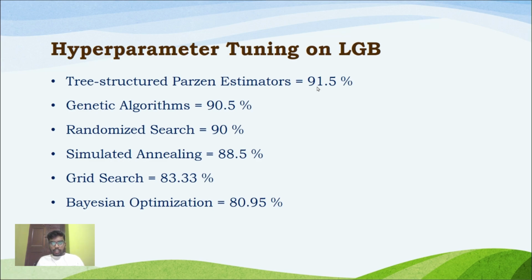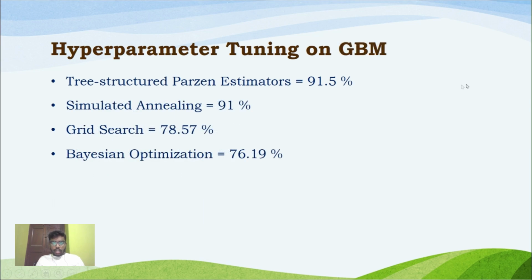So I moved to gradient boosting. After applying hyperparameter tuning on gradient boosting, I achieved only 91.5% accuracy at max using the tree structured Parzen estimator. In light gradient boosting also, the tree structured Parzen estimator gives the highest accuracy, that is 91.5%. In the gradient boosting method, I used 4 hyperparameter tuning techniques: tree structured Parzen estimator, simulated annealing, grid search, and Bayesian optimization.